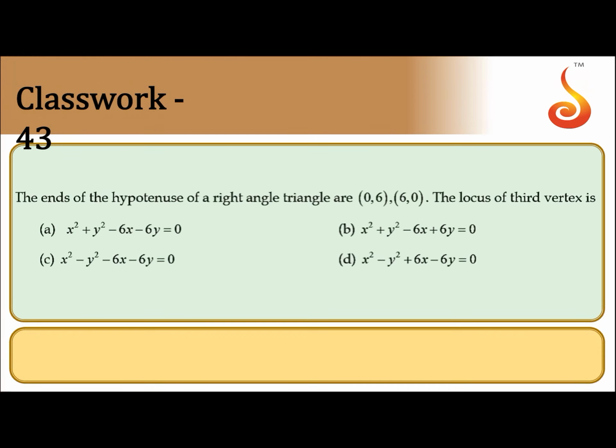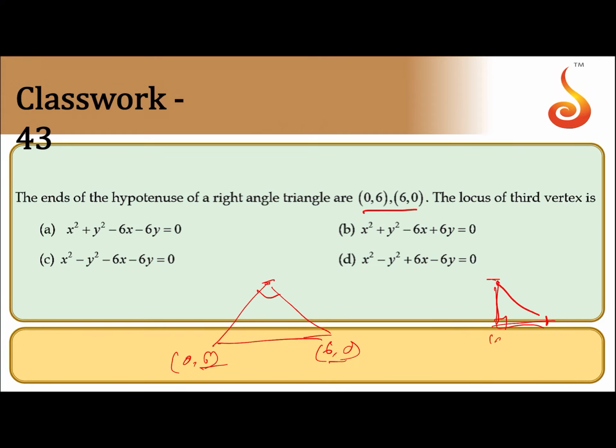Coming to the next one, the ends of a hypotenuse of a right angled triangle are 0, 6 and 6, 0. Therefore, the locus of the other end point. Obviously, don't you see that these are the two points on the coordinate axis? So therefore, this is 6, 0 and 0, 6. Right angle means definitely the other one. So I need to find out the locus of the third vertex.